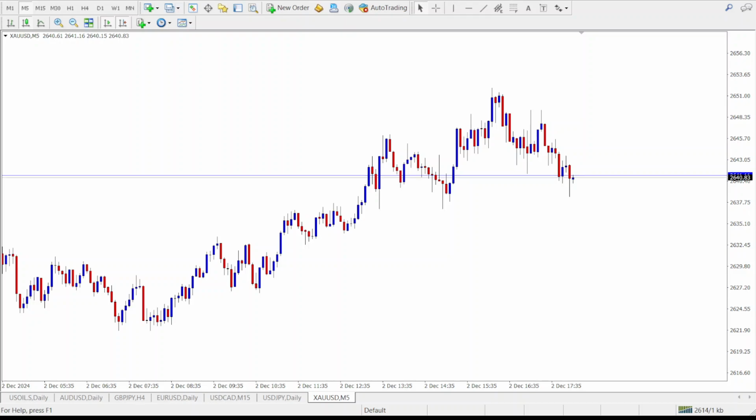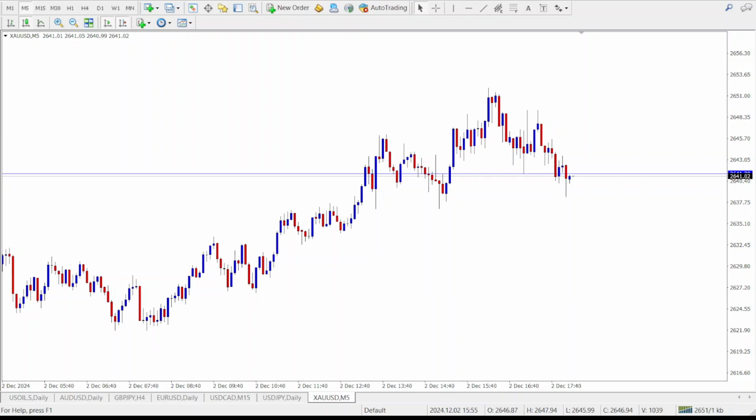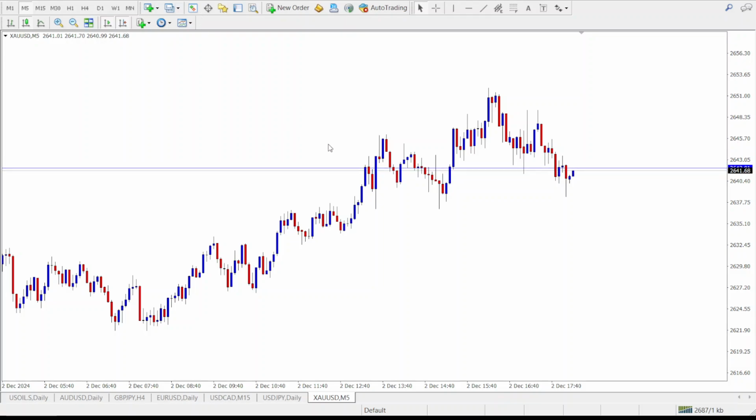Alright, in this video we are going to discuss the 4TF Stoch Bars Indicator. Now, the 4TF Stoch Bars Indicator is quite an interesting indicator that is based on the stochastic oscillator. Now I'm going to add the indicator to the chart right away.